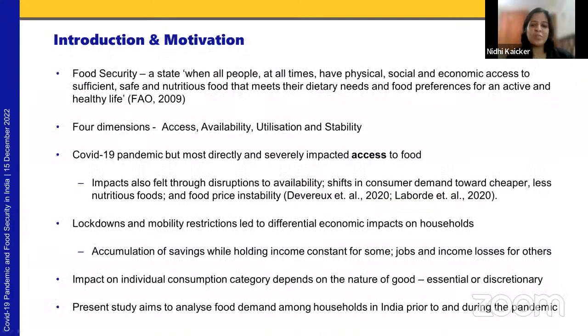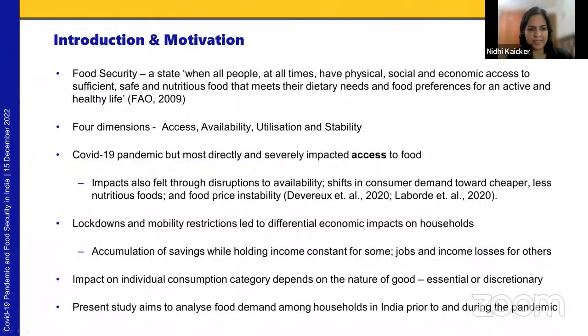So the three graphs that we saw inform us about the state of some very crucial indicators of food security in India in the last couple of years. Formally, food security has been defined as the state when all people at all times have physical, social, and economic access to sufficient, safe, and nutritious food that meets their dietary needs and food preferences for an active and healthy life. From this broadly accepted definition of the FAO, food security can be seen in 4 dimensions.